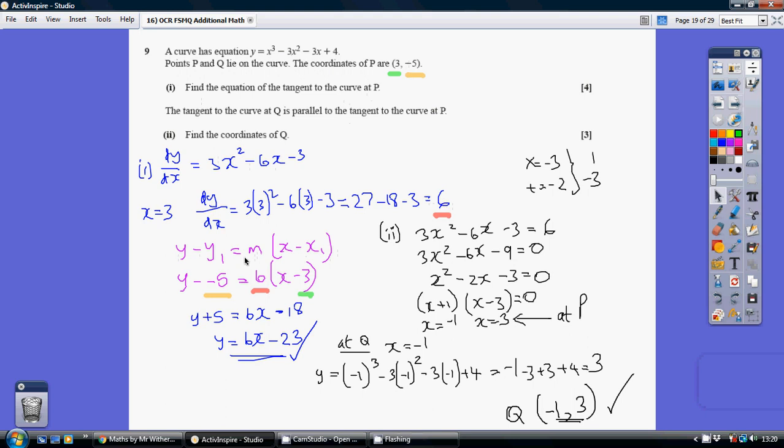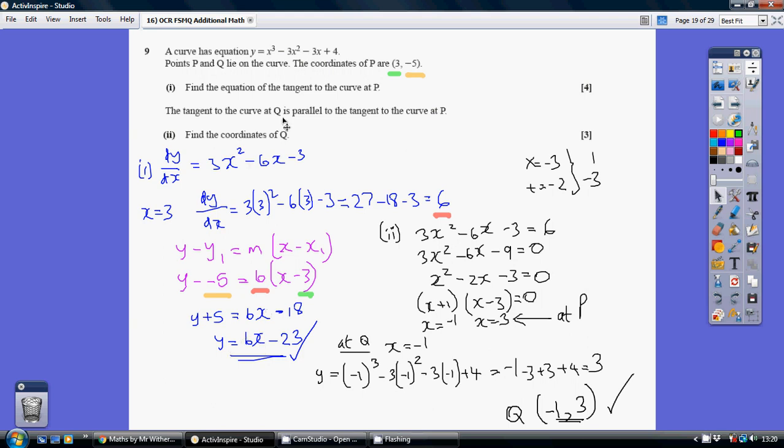So now we can use this formula. Substituting in, y minus minus 5 equals 6 multiplied by (x minus 3). Remember that y minus minus 5 is y plus 5. Then multiplying out the brackets, we get 6x minus 18. Taking away 5 from both sides, we get y equals 6x minus 23.